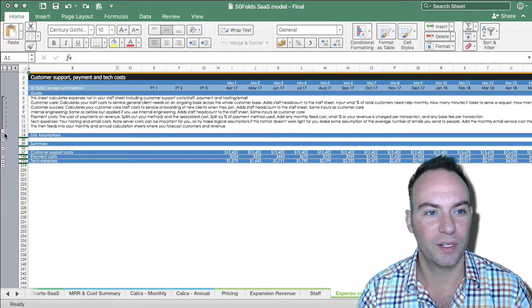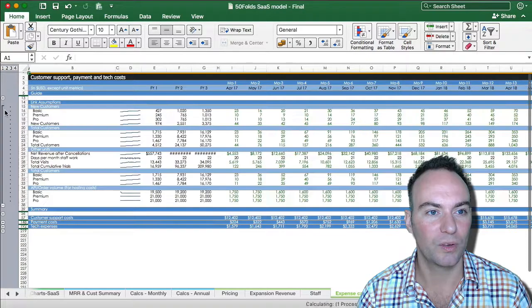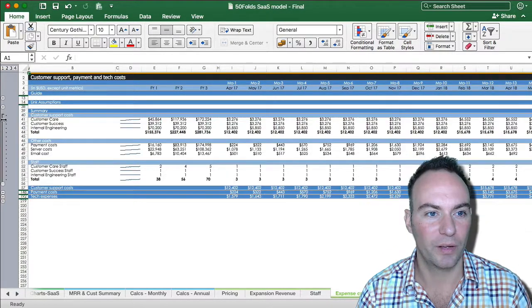So, as usual, there's a little guide. You can see what links are linked up. And then we have a summary of your costs.